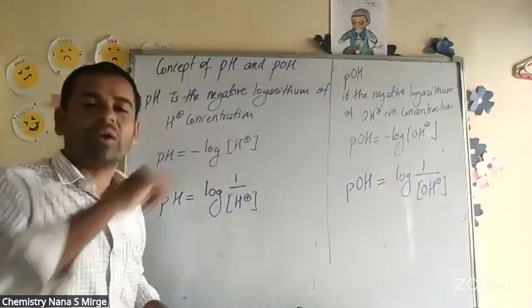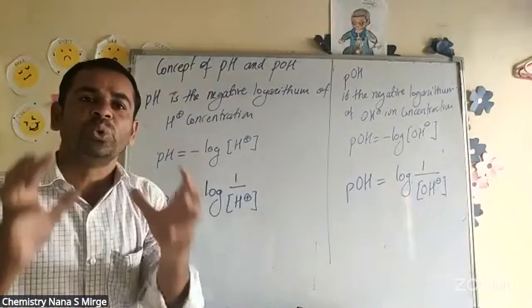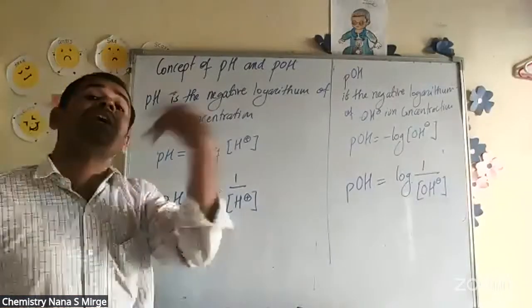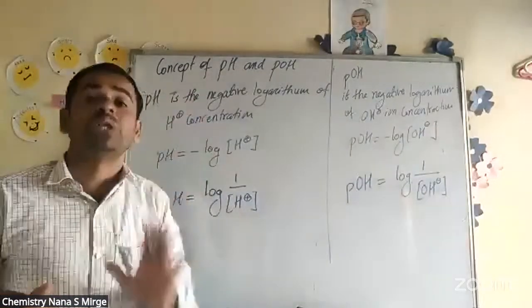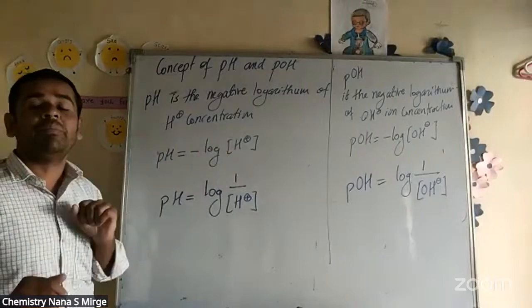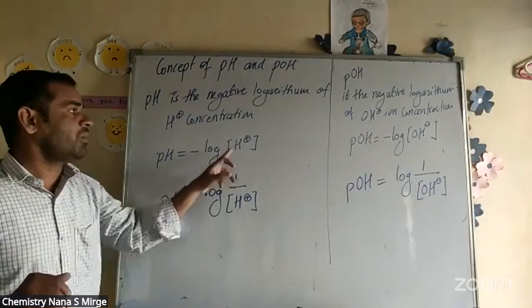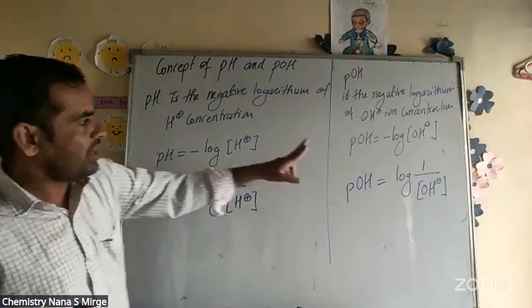उसका हम नेगेटिव लॉगरिथम लेंगे. H प्लस आयन का कॉन्सेंट्रेशन उस सॉल्यूशन में कितना है, उसका नेगेटिव लॉगरिथम मींस दैट इज द pH ऑफ सॉल्यूशन. मींस pH is equal to negative log concentration of H plus ion, negative logarithm of concentration of H plus ion, that is the pH. And what is the pOH?